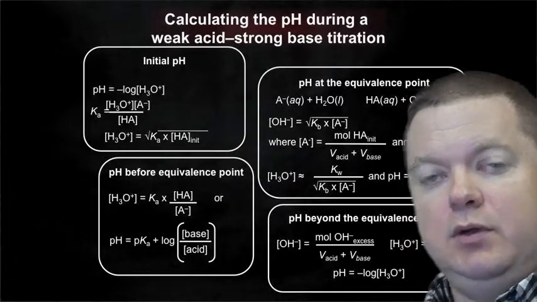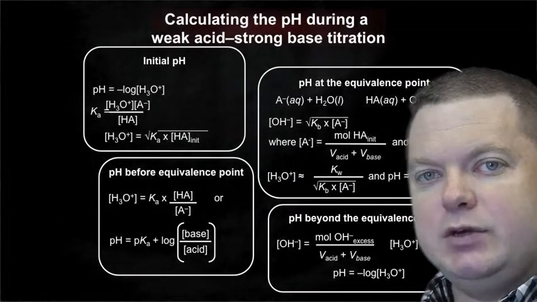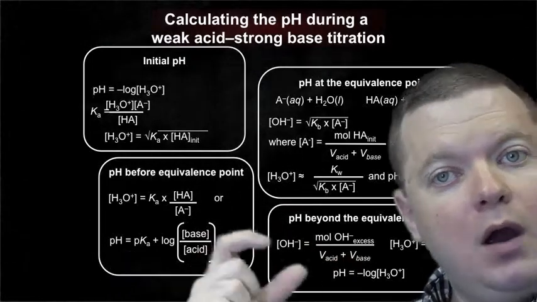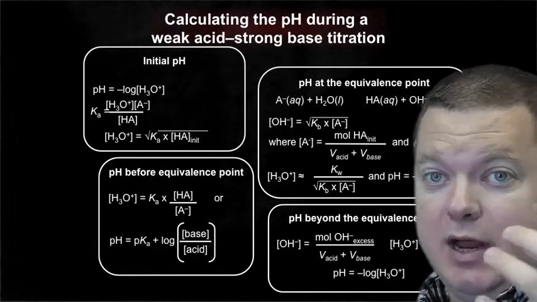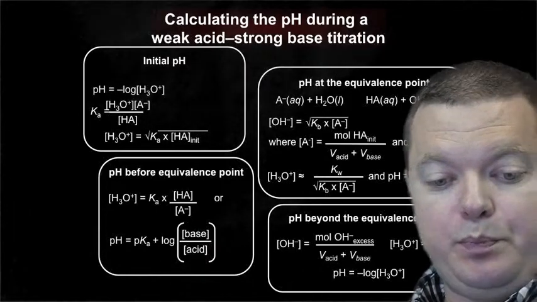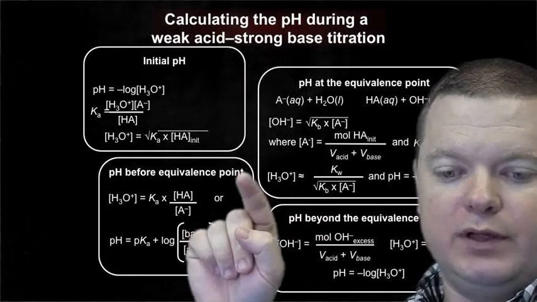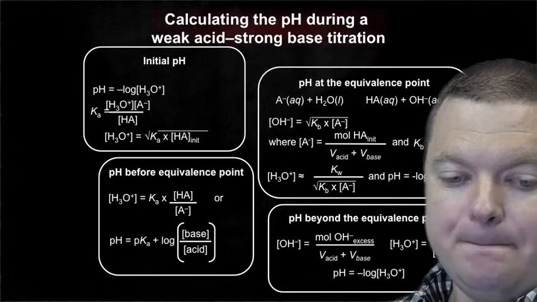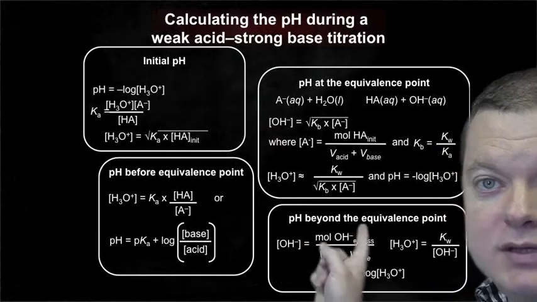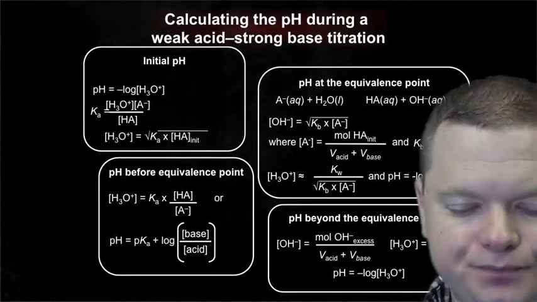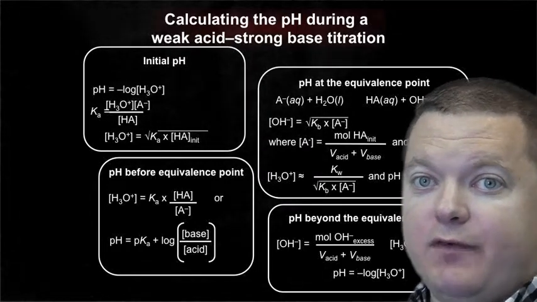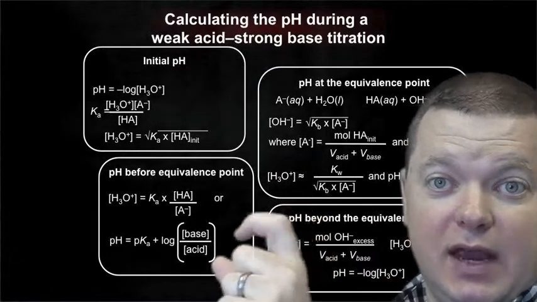Before the equivalence point, some of this OH minus is going to react with our acetic acid to form our conjugate. So now we have the acetic acid and its conjugate, that is a buffer. So between the initial pH and the equivalence point, our pH is dictated by, or we can calculate it using, the Henderson-Hasselbalch equation, because it is a buffer solution.